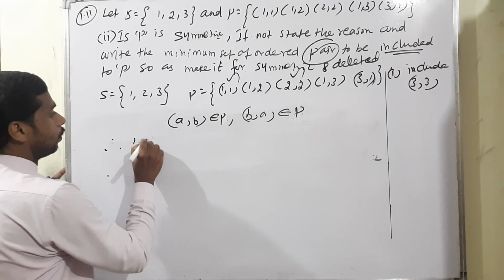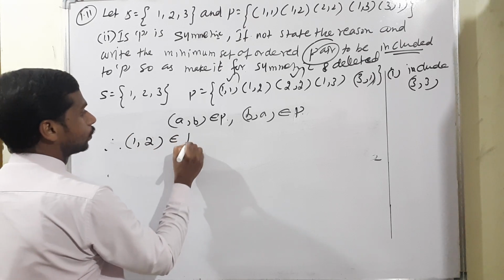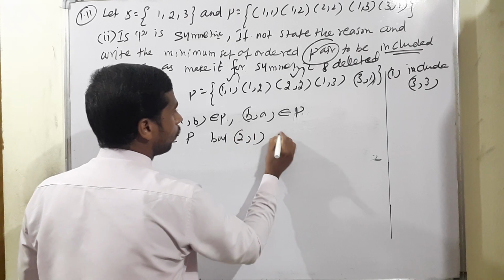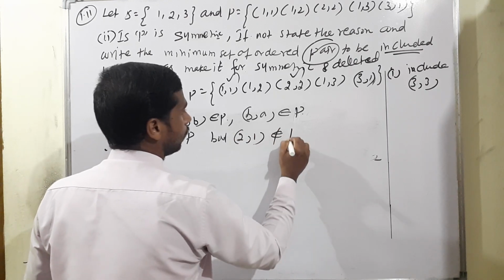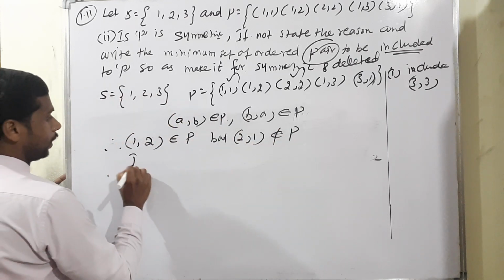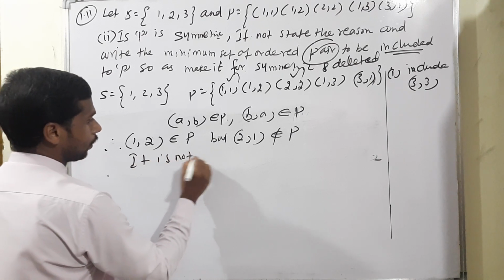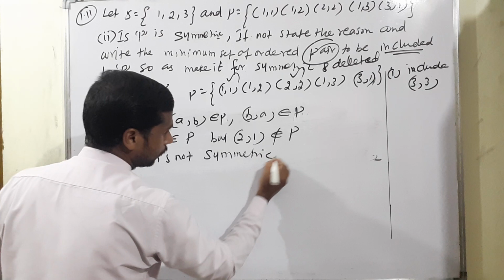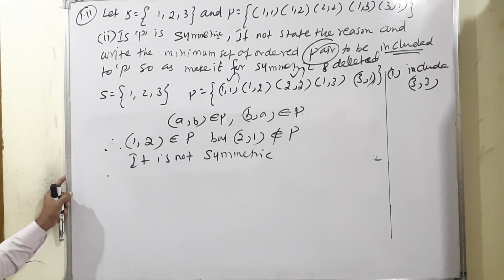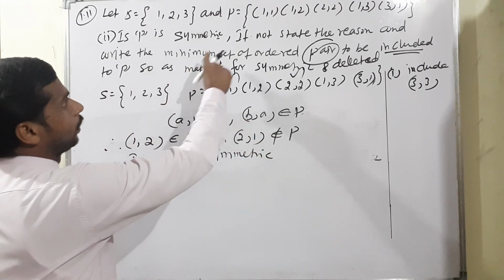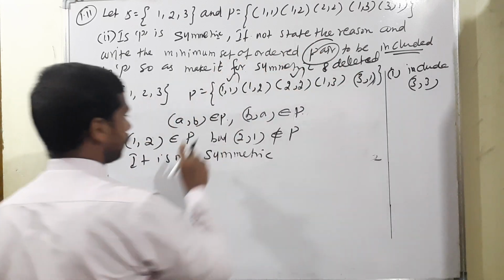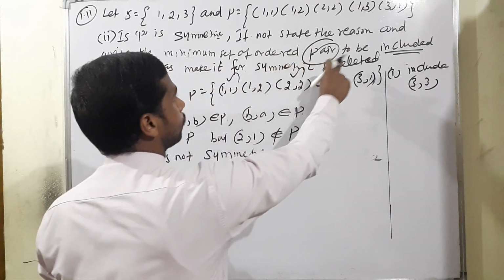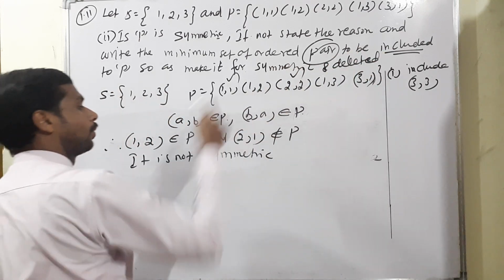Therefore 1 comma 2 belongs to P, but 2 comma 1 does not belong to P. That's why it is not symmetric. Then another condition: if not, state the reason. Already we have written clearly the reason, and write the minimum set of ordered pairs to be included. So what do we have to include?